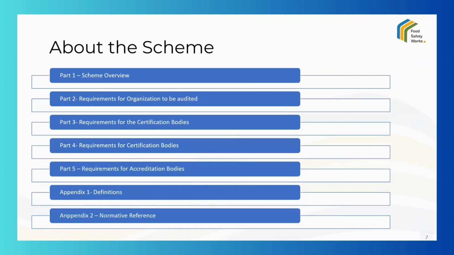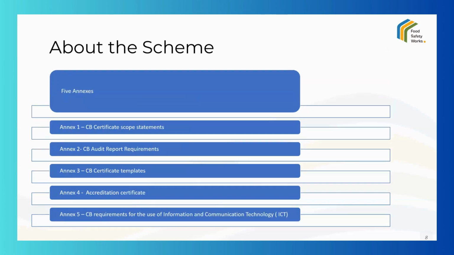So now about the scheme, this was what it was earlier, the scheme overview, requirements for the organization to be audited, requirements for the certification body, requirements for the certification body has come twice, the requirements for accreditation bodies. And there were definitions and normative references.